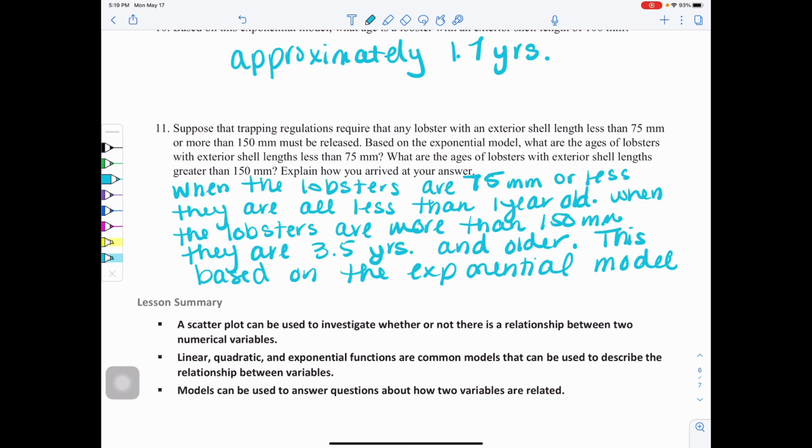Okay, so in summary, remember, a scatter plot can be used to investigate whether or not there's a relationship. You can have linear, quadratic, and exponential. Make sure if you say linear, you say increasing or decreasing. And exponential can also be increasing or decreasing. Quadratic, we don't state that. And models can be used to answer questions about how two variables are related. This concludes your lesson on relationships between two numerical variables, day 2.